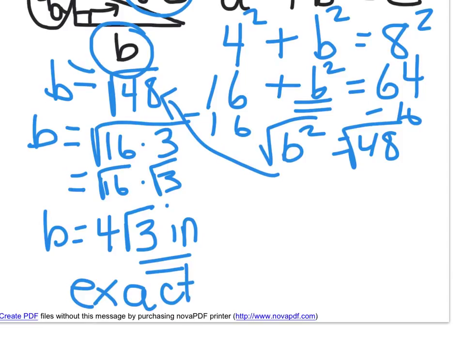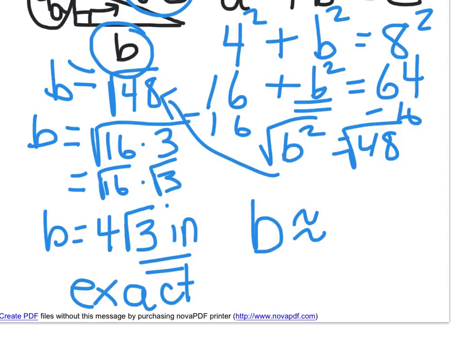Exact. Now, it also asks for the value to the hundredths. So that's going to go on your calculator. That's an approximate answer. So pull out your calculator. Don't cheat. You've got to plug it in first. So square root of 48, rounded to the hundredths.